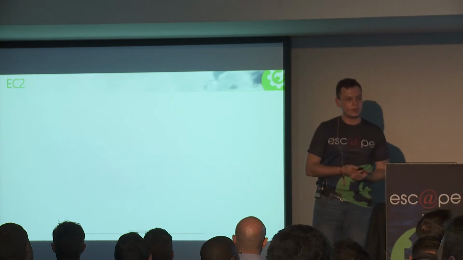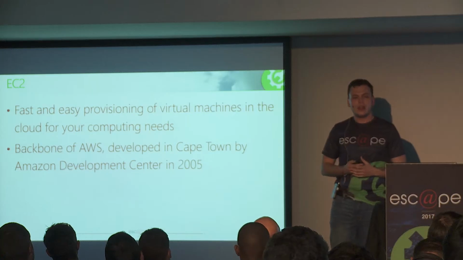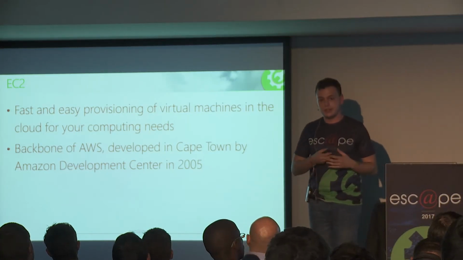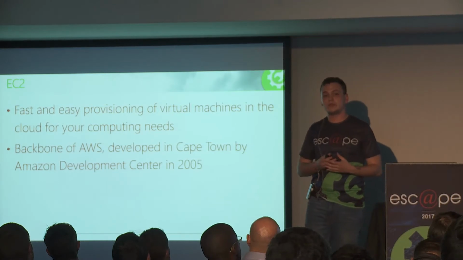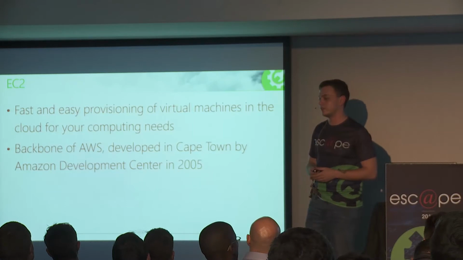So let's speak a bit more about EC2. It's, as I've mentioned, fast and easy provisioning of virtual machines that comes in a variety of forms, really. It can be seen as the backbone of AWS. The very first thing when you start experimenting with AWS is normally, I want to start up a machine. And interestingly enough, the first EC2 service was developed locally in Cape Town by the Amazon Development Center in 2005.